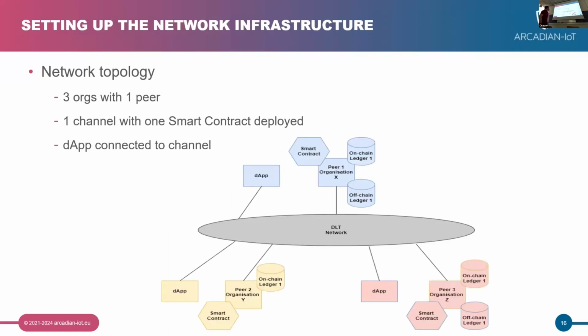This is the network's infrastructure. You got a channel. These are the peers. This is the smart contract, the ledger, and so on. And yeah, this one is the ledger.